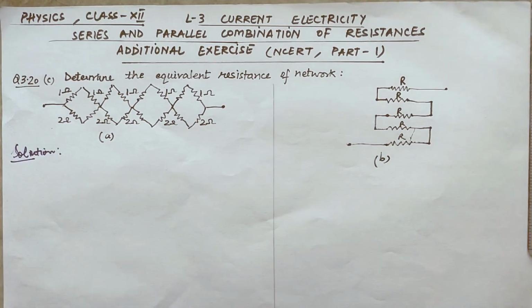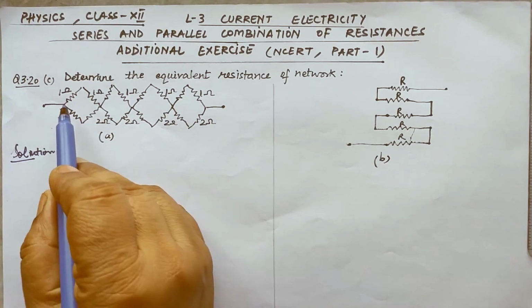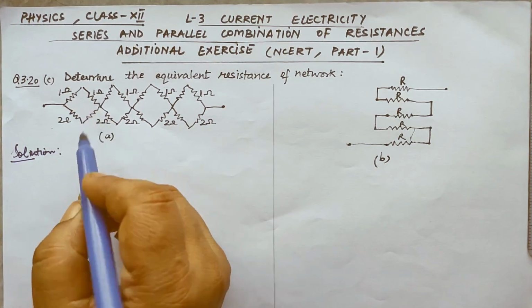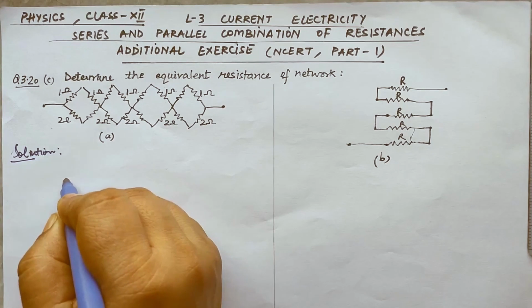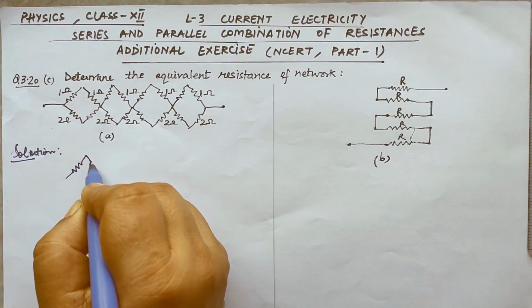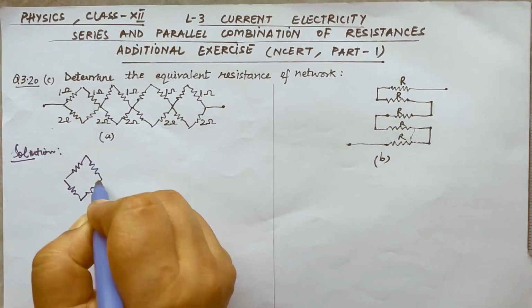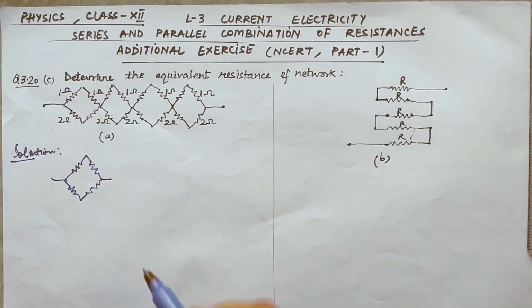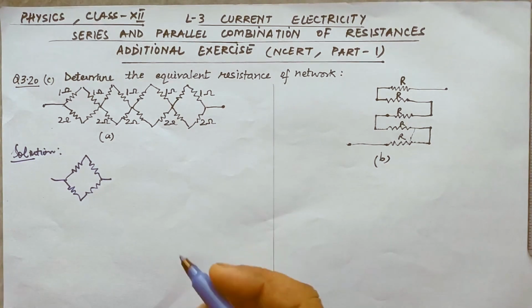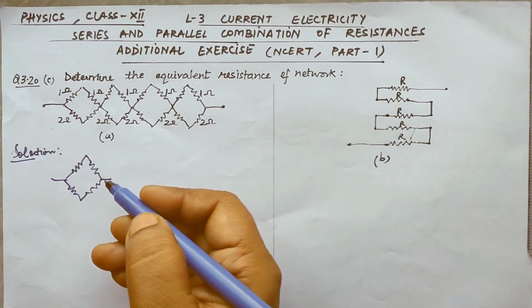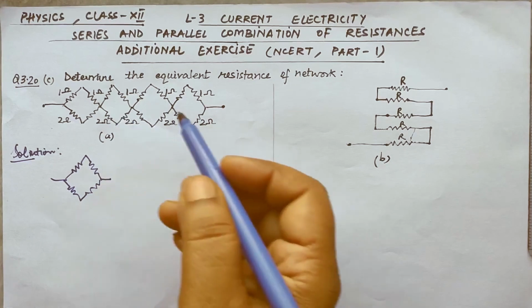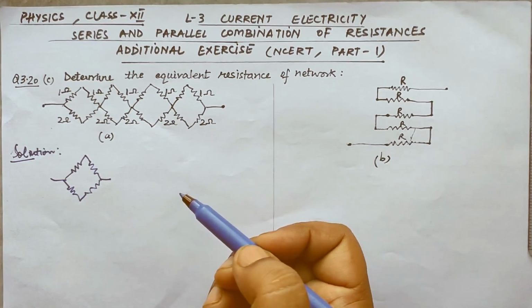Okay, now in the solution I'm going to take just this part, this much part. I will redraw it because this is a part which is repeated again and again. This is the basic part of the whole circuit. So let's solve this one, and however many times it is repeated, I will simply multiply it by that.